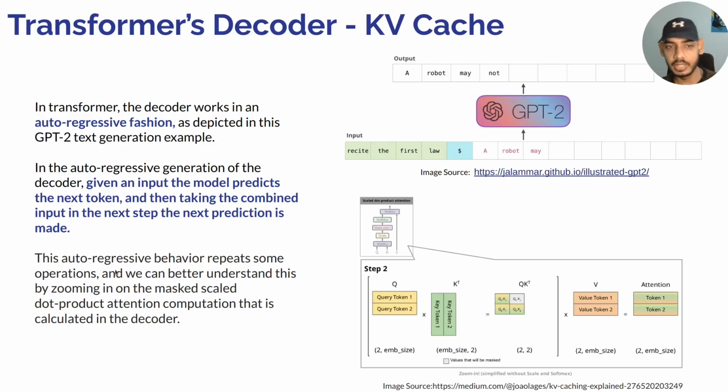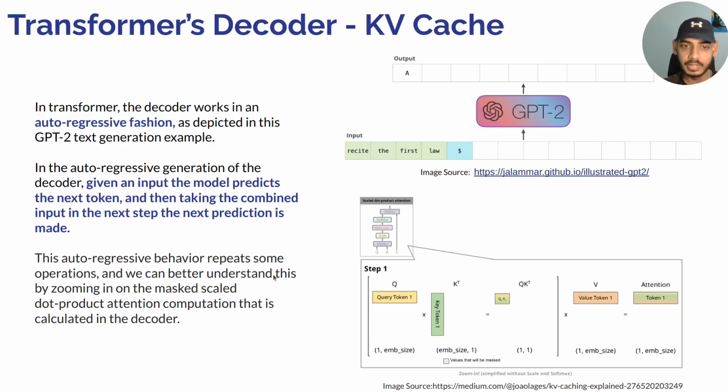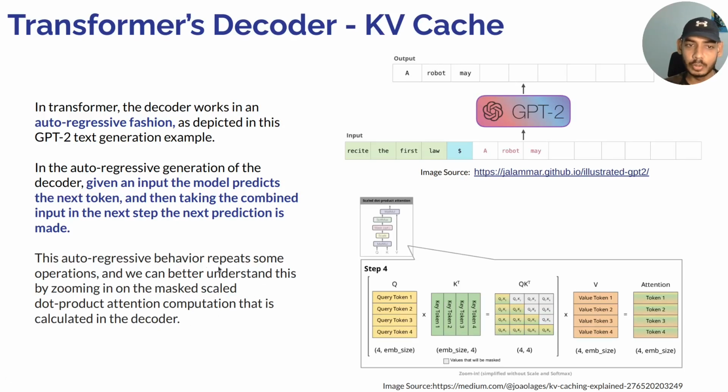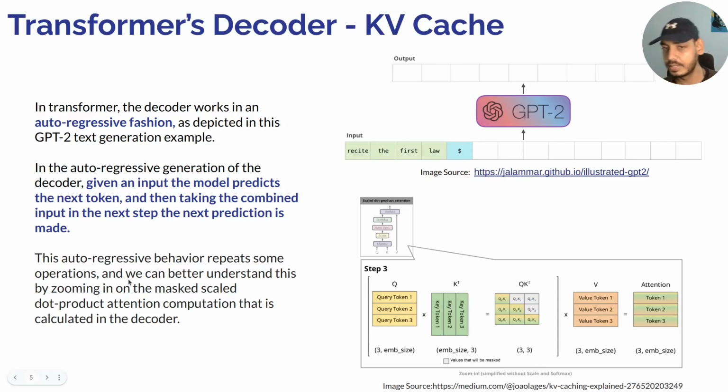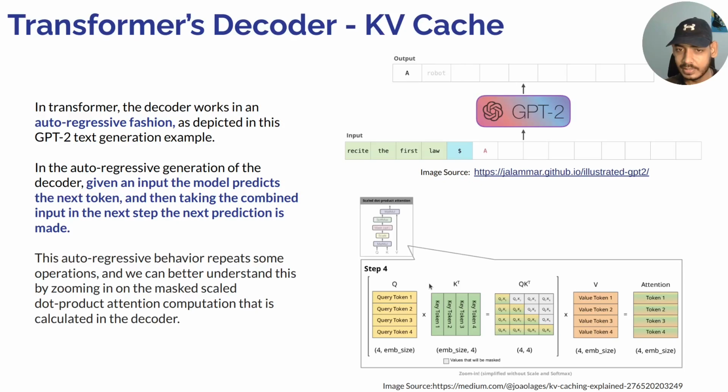Okay, that's what it refers to here, right? If you see here, we can better understand this by zooming in on the masked scaled attention that is calculated in the decoder part, because there is a certain behavior that is repeated. So we'll see that in the next slide. Let's understand this part.